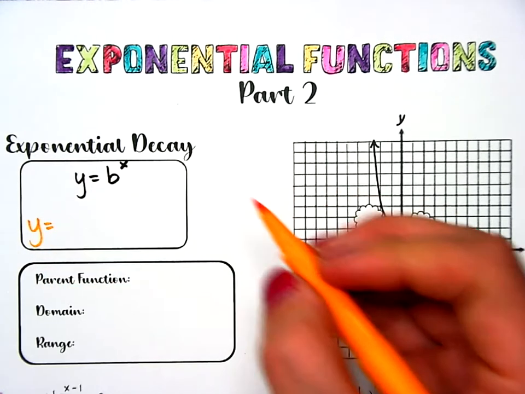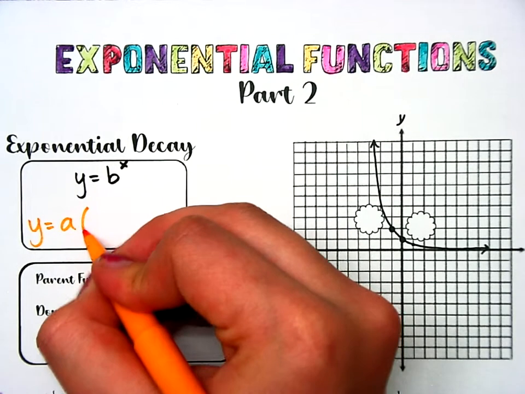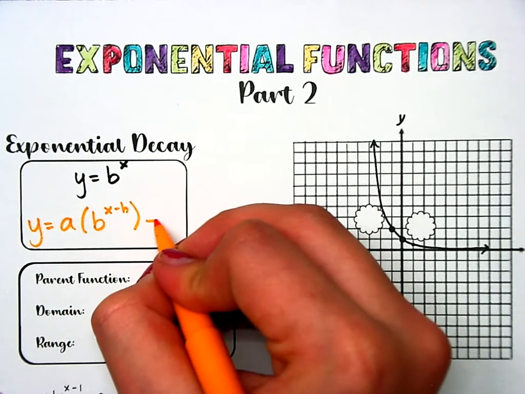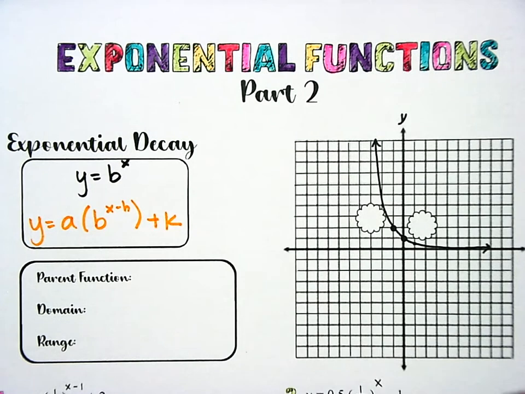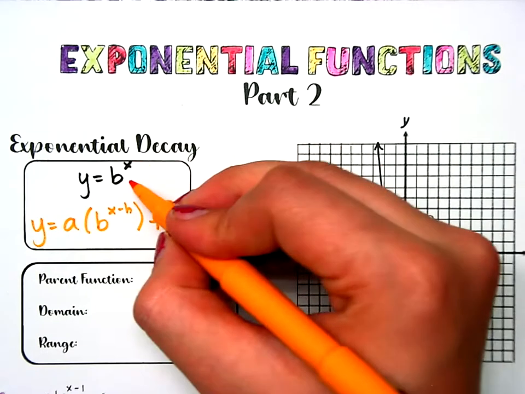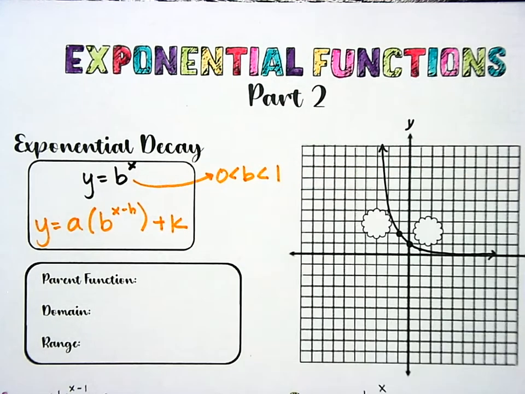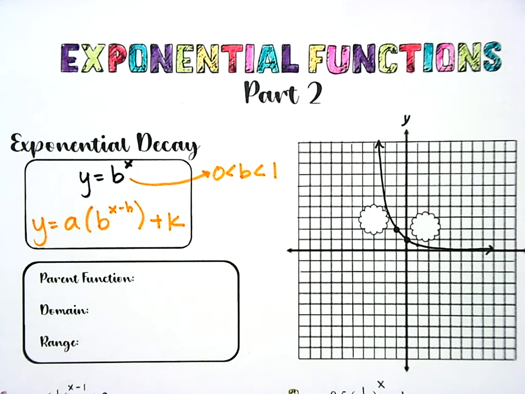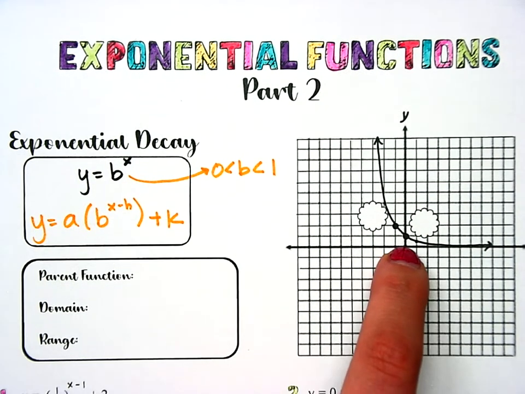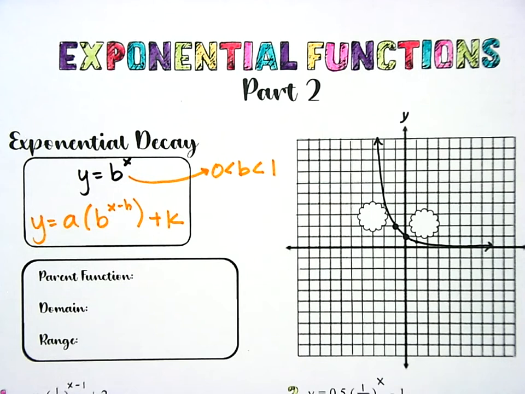You'll notice this looks like last video, a times b to the x minus h, and then plus k. But I'm just going to remind us that this b value is going to be between 0 and 1, right? So like 1/2, 1/4. And that happens because when we multiply by a fraction over and over again, so when we multiply 1/2 times 1/2 times 1/2, you're going to get smaller and smaller and smaller in value, hence the decay.